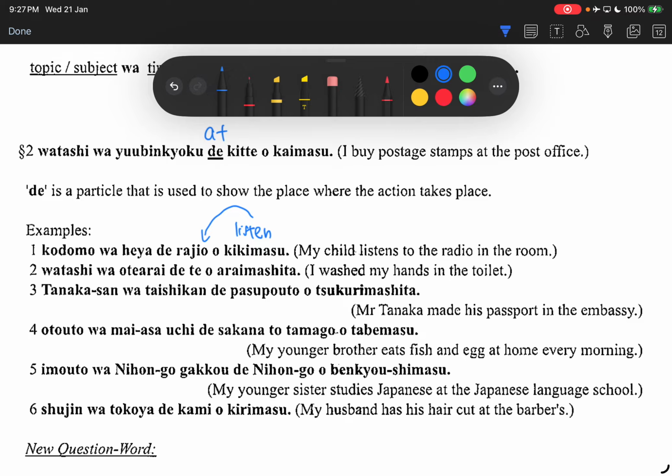Number 2. 私はお手洗いで手を洗いました。お手洗いで, at the toilet. What did I 洗います? What did I wash? Hands. 手を洗います. I interacted with my hands by washing them. So お手洗いで手を洗いました。Number 3. 田中さんは大使館, embassy, 大使館で, so at the embassy, パスポートを作りました。What did we 作りました? What did we make? パスポート. We interacted with the passport by making one. So 大使館で, at the embassy, made a passport.